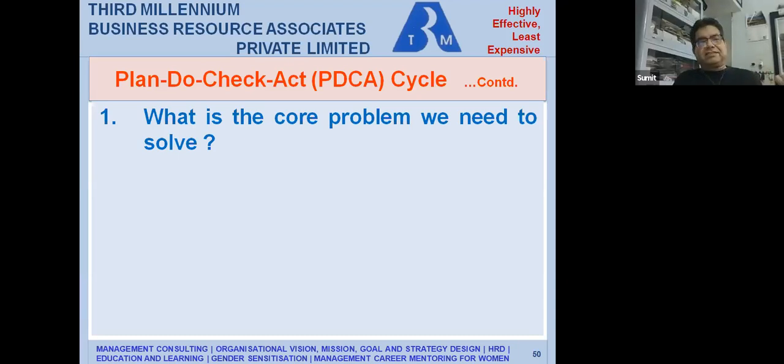Then, what resources do we need? That's a pretty simple but difficult question to analyze and answer. But the concept is very clear. If we have to solve this core problem, what resources do we need? Then, what resources do we have? Right? What is the best solution for fixing the problem with the available resources? These are the logical questions that you have to answer before you finish your planning process and go to the doing process.